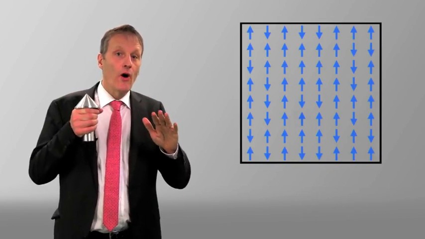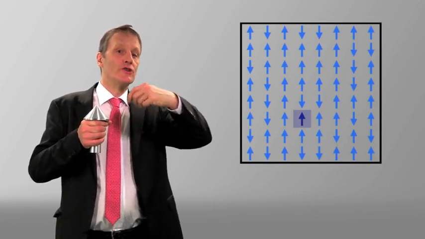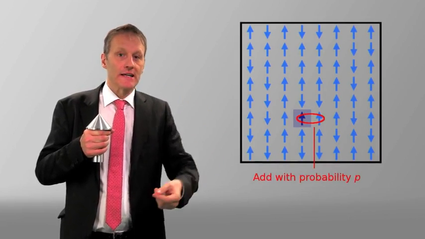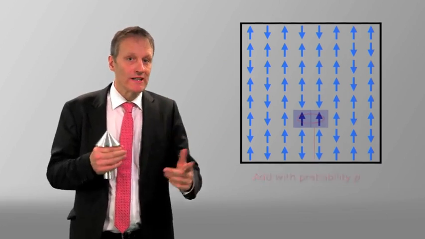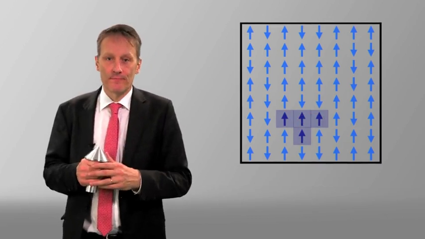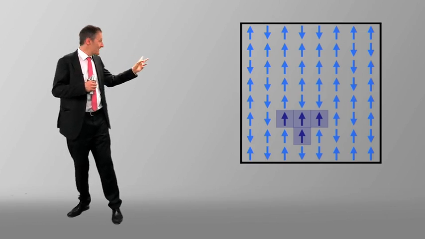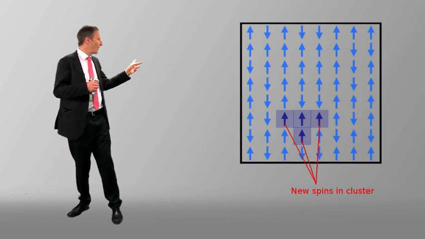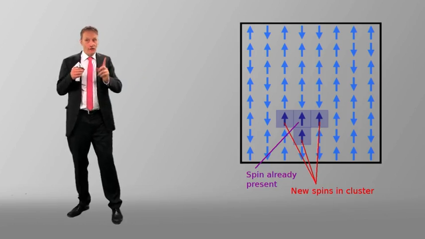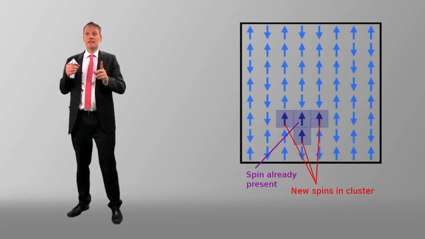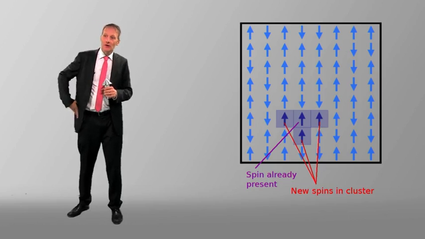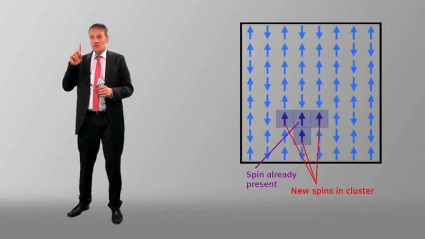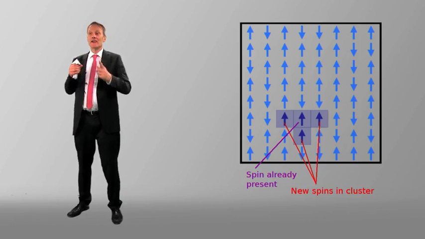So, from a spin already in the cluster, we should accept a spin outside of the cluster with probability p. Sometimes we grow the cluster and sometimes we don't. So here, in this example, we added all 3 new spins to the site already present, all of them with probability p. We added them to the cluster and also to a pocket, just to remember that we haven't checked their neighbors yet.